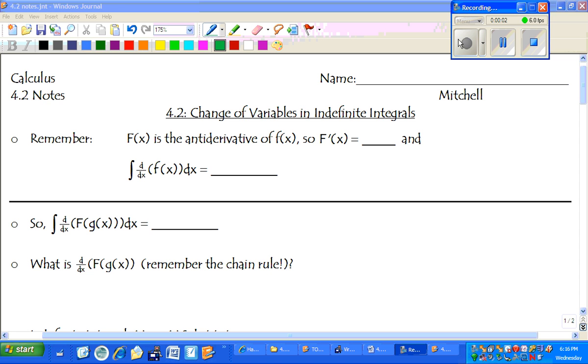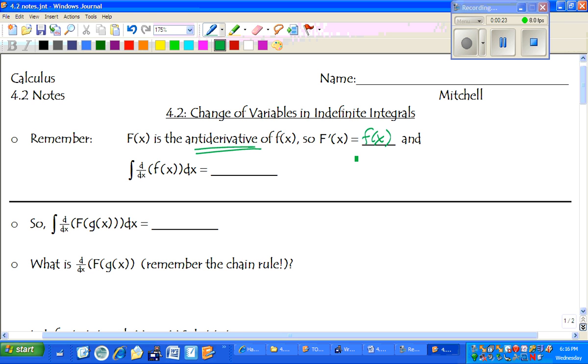All right, today we're looking at section 4.2, getting started with that. But before we do, we're going to look at a couple things that we've talked about recently that are going to apply to what we're doing today. Remember that capital F of x is the antiderivative of f of x. So that means that the derivative of capital F of x equals f of x. So just keep in mind that notation.